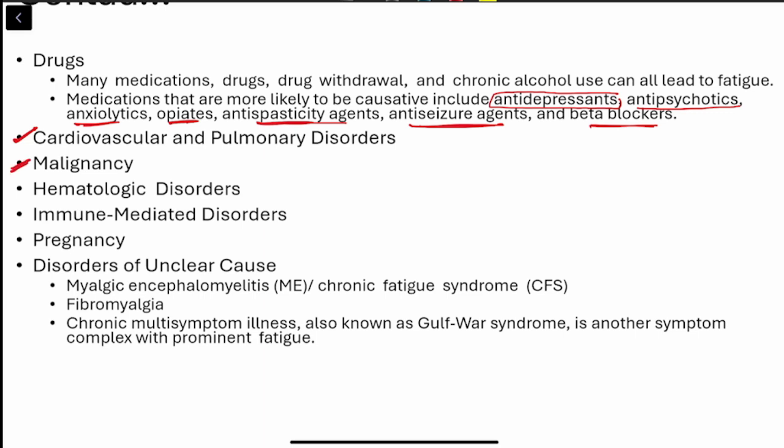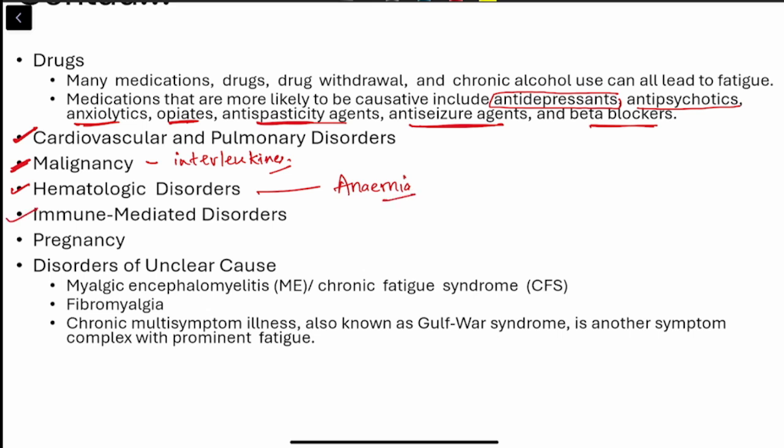Malignancy. Many a times patient with malignancy presents with fatigue itself. Why? Because of interleukins. Interleukins are what? Interleukins are inflammatory markers which are released in carcinomas. So they are responsible for fatigue in these patients. Hematological disorders like anemia will present with fatigue.